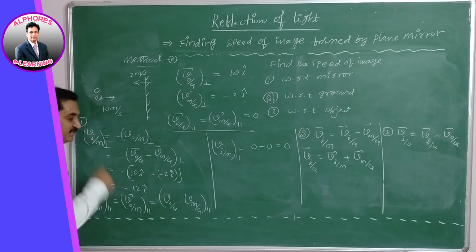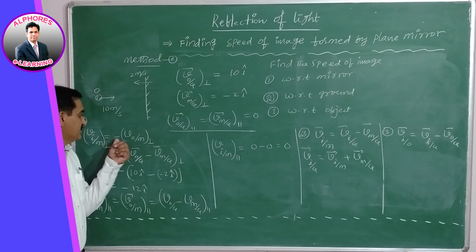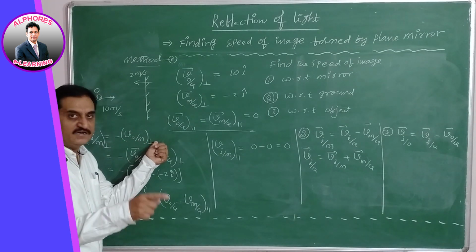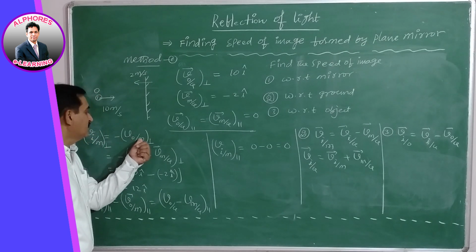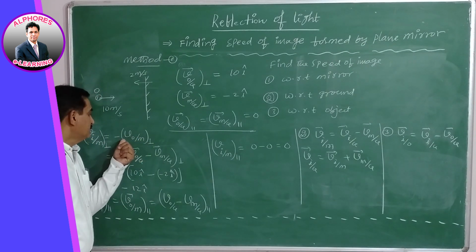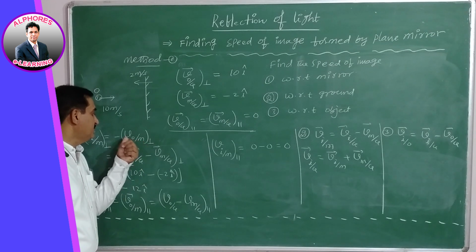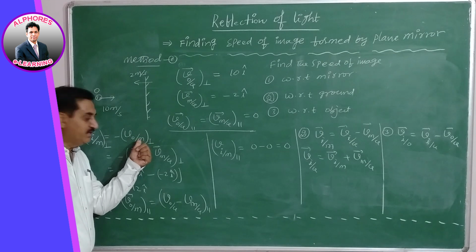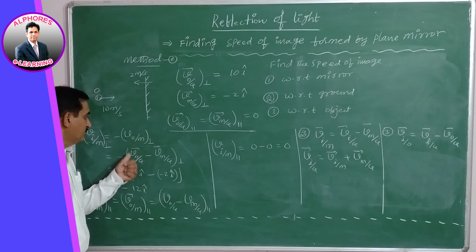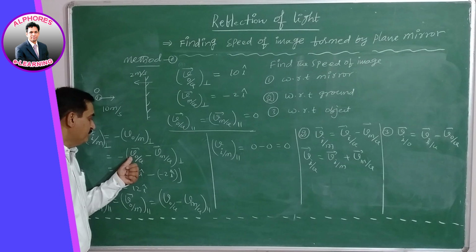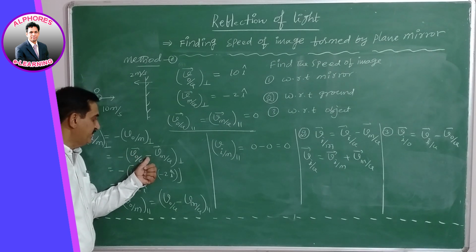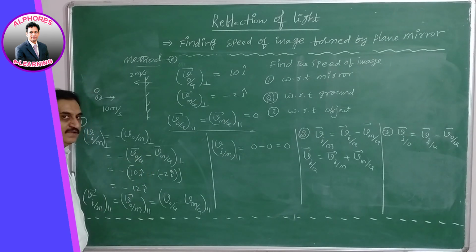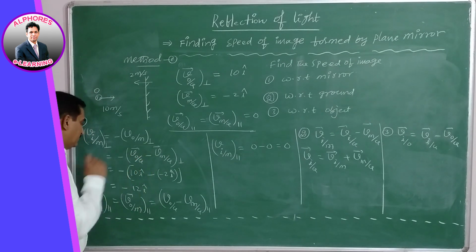Speed of image with respect to mirror equals minus speed of object with respect to mirror. This is the formula derived just now. This is a relative velocity, keep it in mind. Object with respect to mirror means speed of the object with reference to the mirror. Therefore, it is a relative velocity: speed of object with ground, absolute, minus speed of mirror with ground. So the relative velocity formula is taken into account.